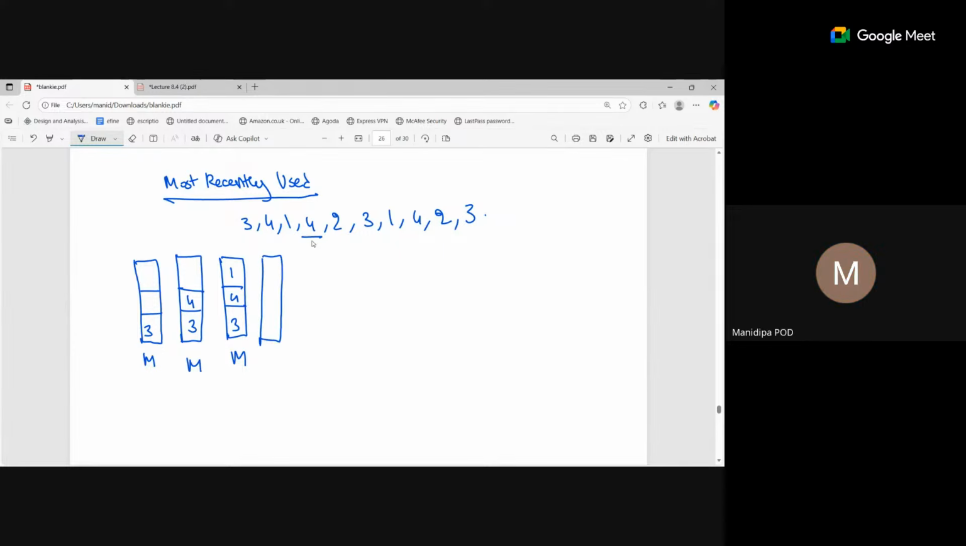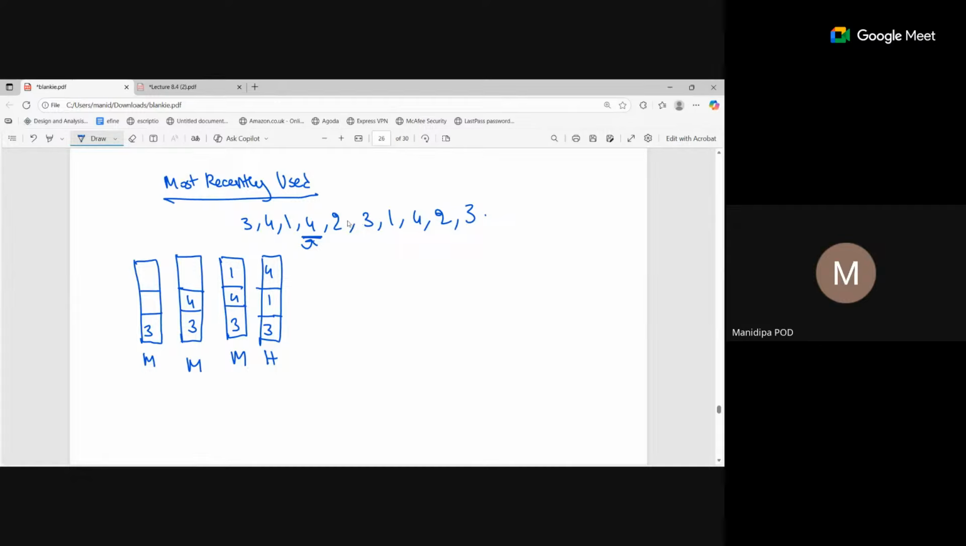Hit. This is a hit. Okay, so now what is the most recently used one? 1, 4. Which one is called last? 4. This goes to the top. Then 1, 4, then 1, 3.